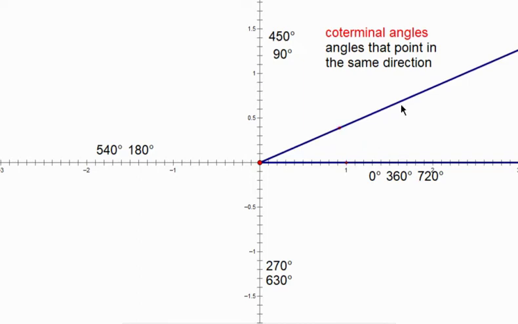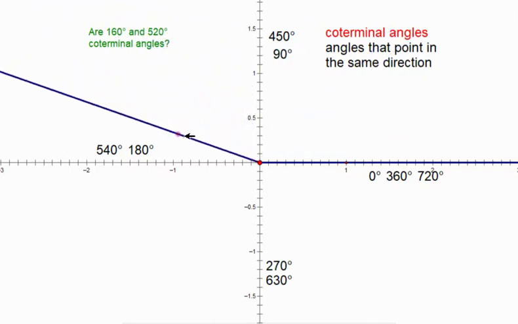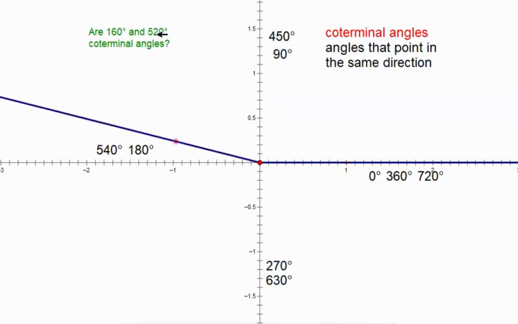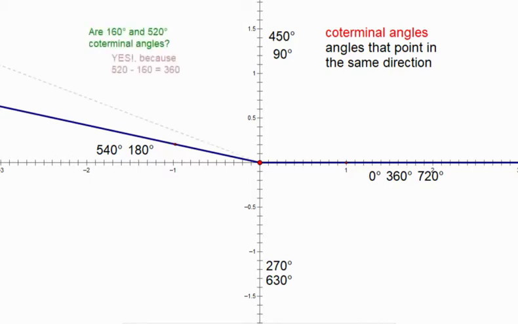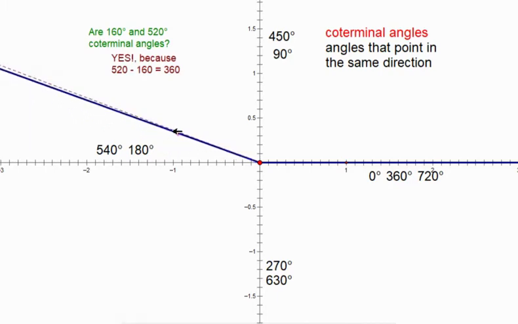Now, how do you tell if angles are coterminal? Well, one thing you could do is just graph it. I'm wondering, are 160 and 520 coterminal angles? 160 is a little bit less than 180, so it's going out like this. And 520 is a little bit less than 540, so yeah, it looks like they're probably coterminal angles. Well, there's actually a really easy way to tell. You just take one of the measures and subtract the other one from it, and see, is my answer a multiple of 360? If the answer is a multiple of 360 degrees, then that means the answer is a multiple of an entire circle, and that means yes, they are coterminal angles.